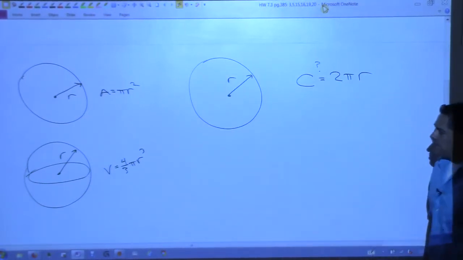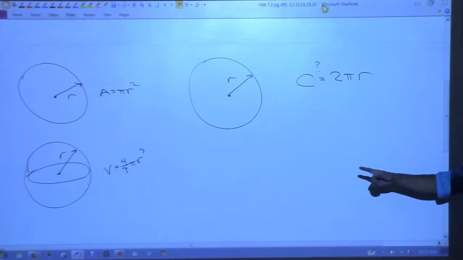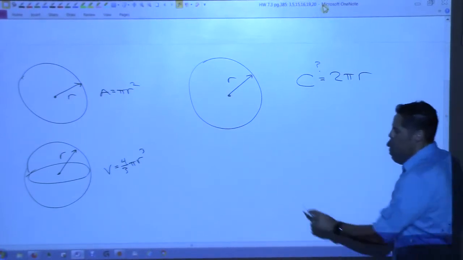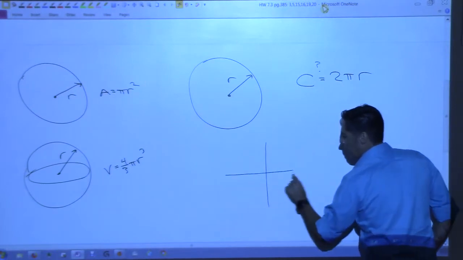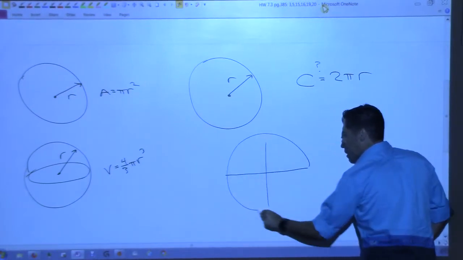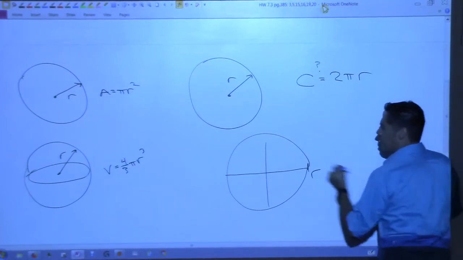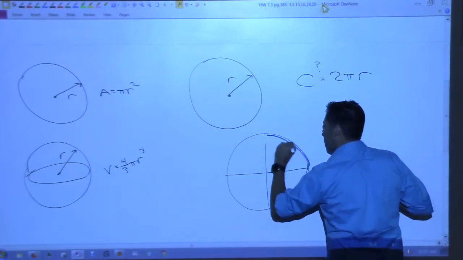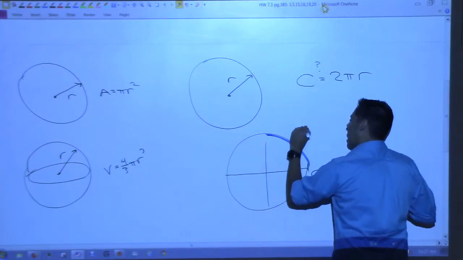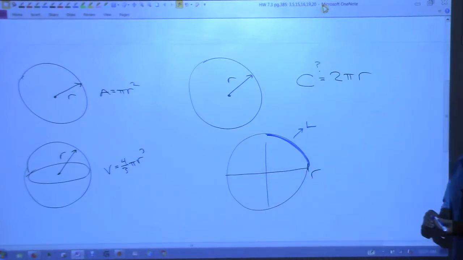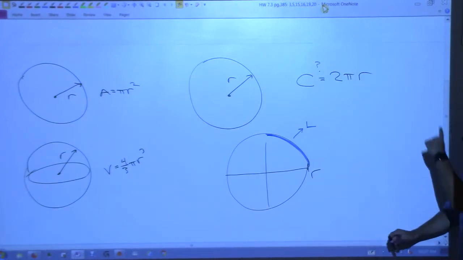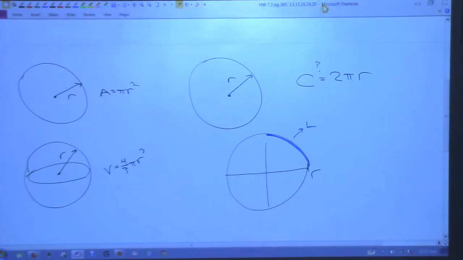So why don't we attack this the same way we attacked those? Couldn't we draw a circle, right, of radius r, so I'll make this point r here, and couldn't we just look at just this arc right here, that piece right there, and find its length, and then multiply it times 4, and that would give us the arc length, the circumference of a circle, radius r? Yeah? Okay, let's do it.